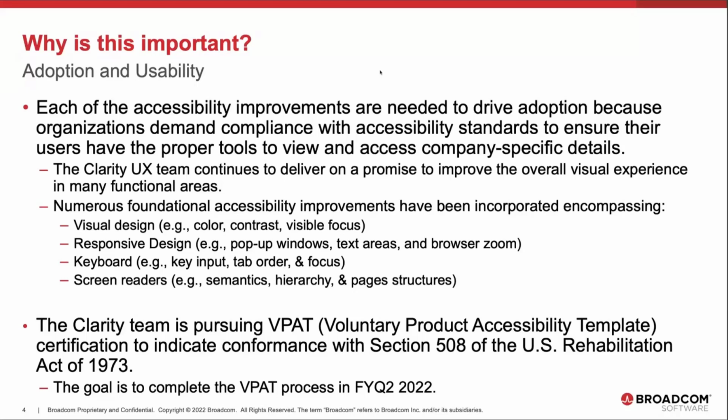The Clarity team is pursuing its VPAT, Voluntary Product Accessibility Template, certification to indicate conformance with Section 508. And we do expect to complete that process in fiscal year quarter two, which is essentially we're targeting around the April timeframe.